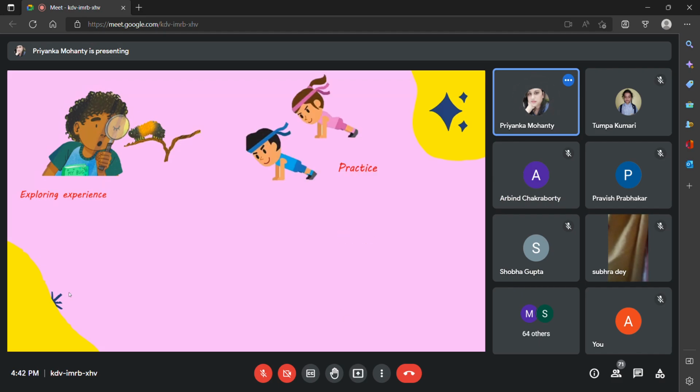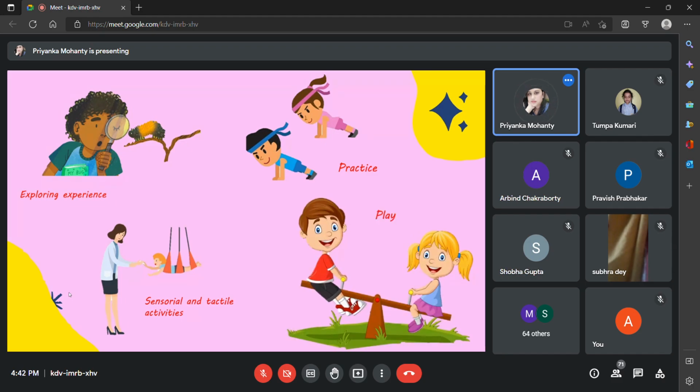Practice. Sensory and tactile activities. Play.